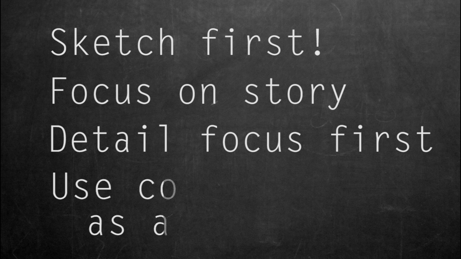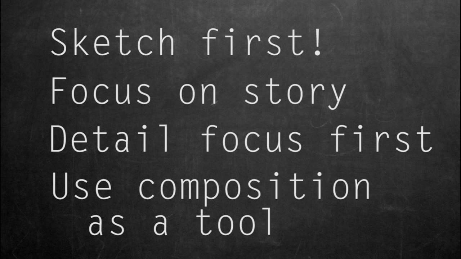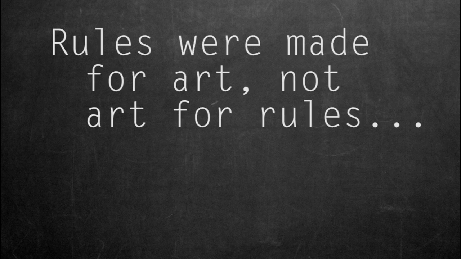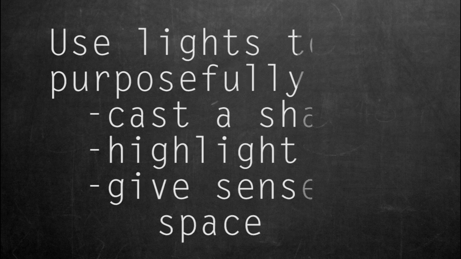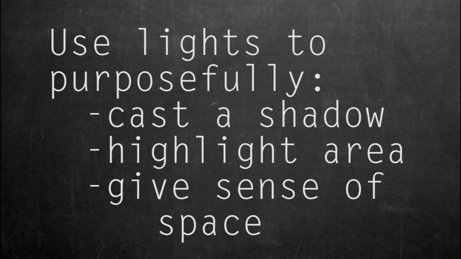Use the composition to tell a story and direct the eye exactly where you want it to go. So don't just use compositional rules for the sake of rules and be like, hey, I used the rule of thirds. Why'd you do that? I don't know. So make sure that when you're using rules that they have a direct purpose and that they're actually serving to communicate what you want to communicate. Also, on that subject, make each light have a purpose, whether that's to cast a shadow, highlight an edge, or give the sense of space or depth.